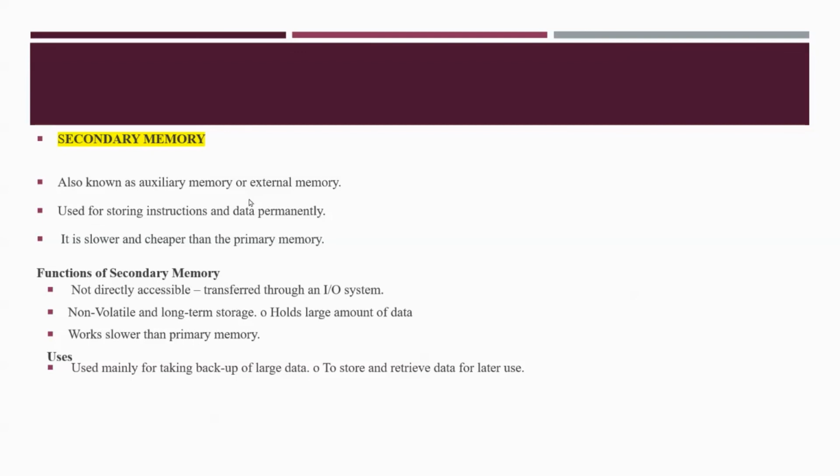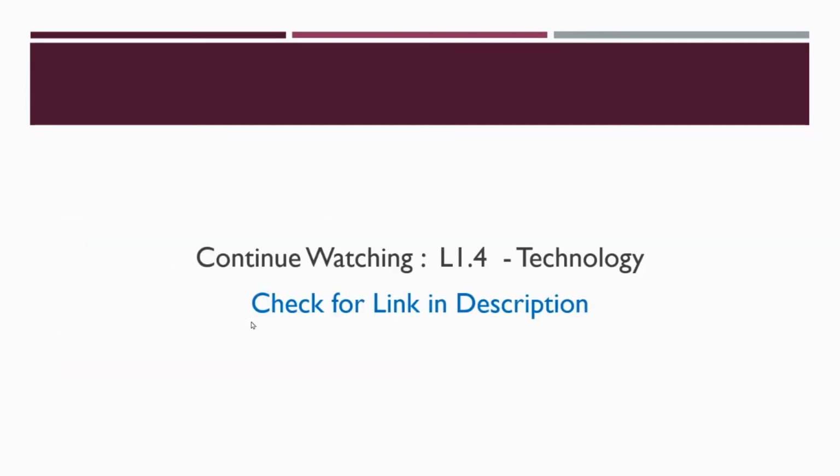So the characteristics of secondary memory are of different types. First, it is not directly accessible. Second, it is a non-volatile memory, there is long-term storage, and it can hold a large amount of data. And the only drawback of secondary memory is that it works slower than the primary memory. So basically, secondary memory is used for storing large amounts of data. So this is all about the different components of a computer system.